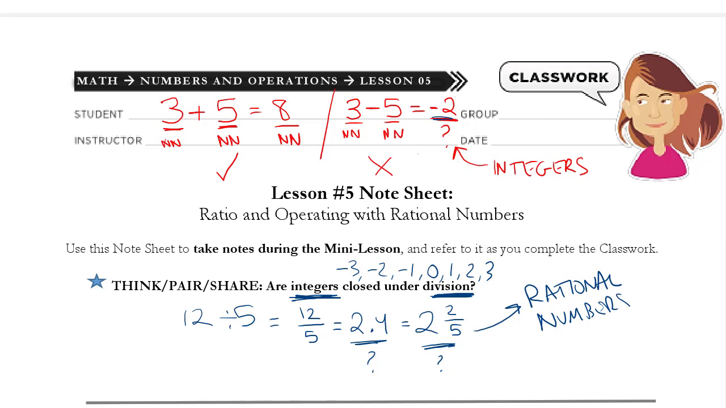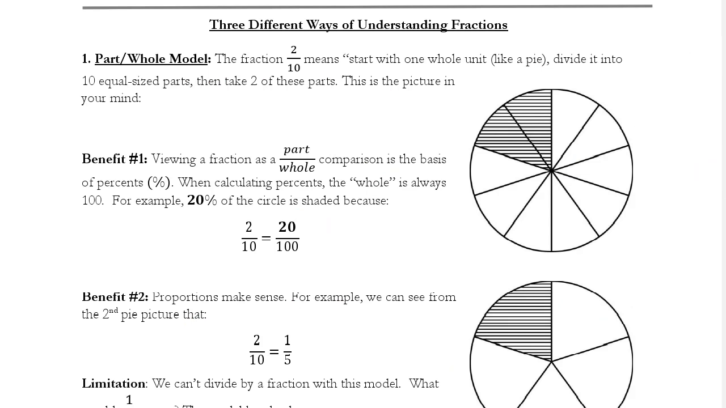Okay, let's keep going. In general, rational numbers or fractions can be a little tricky because there are often multiple ways to interpret the same fraction, okay? So we're going to take a quick look at 3 different ways of understanding or interpreting fractions. The first way that you likely have seen in school is using a part-whole model.